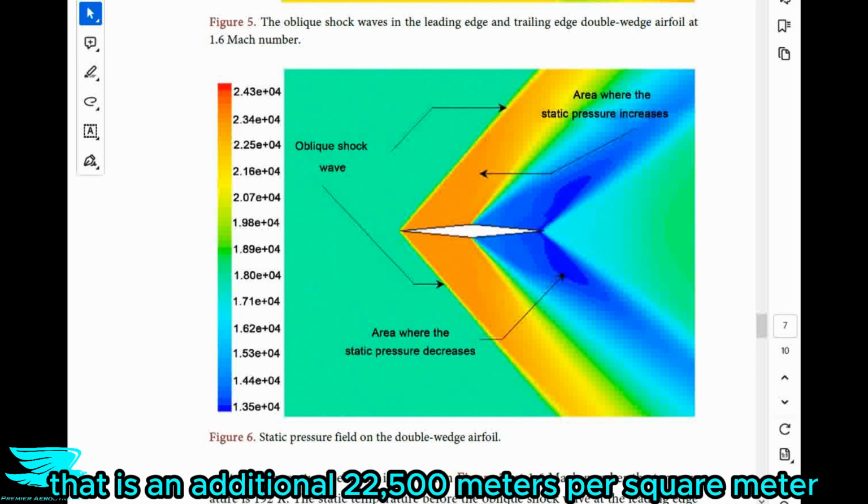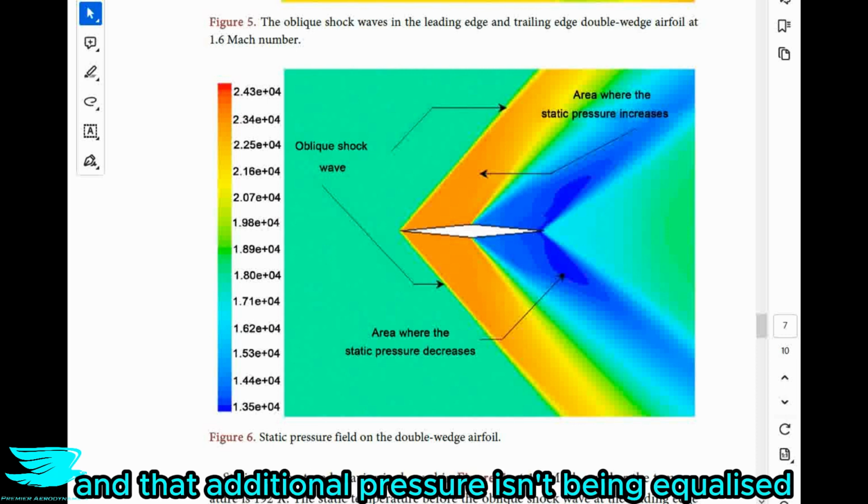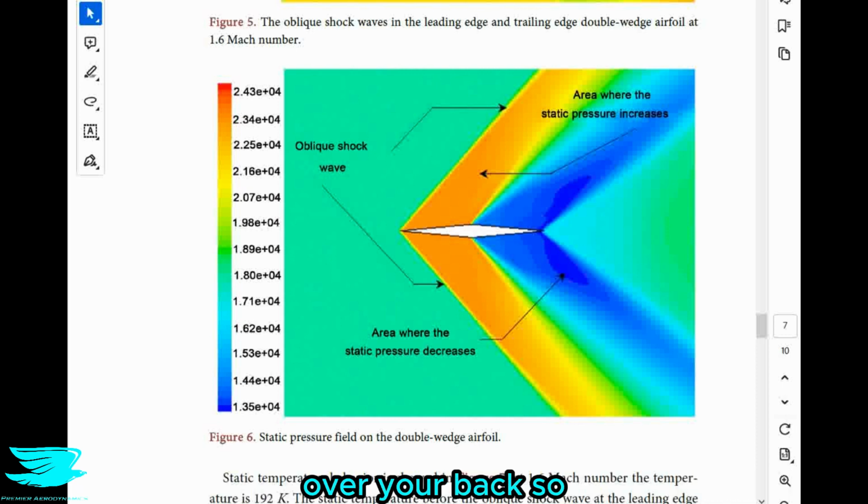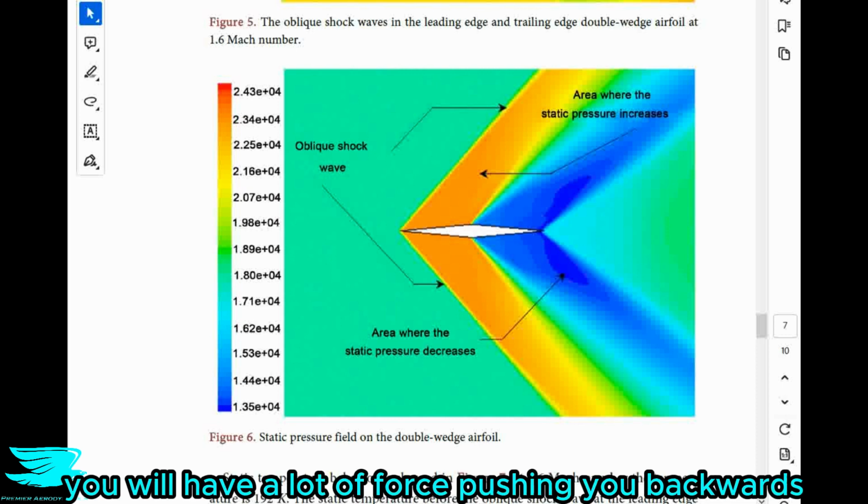well, that is an additional 22,500 newtons per square meter that you're feeling. And that additional pressure isn't being equalized over your back. So you will have a lot of force pushing you backwards and you'll fall over.